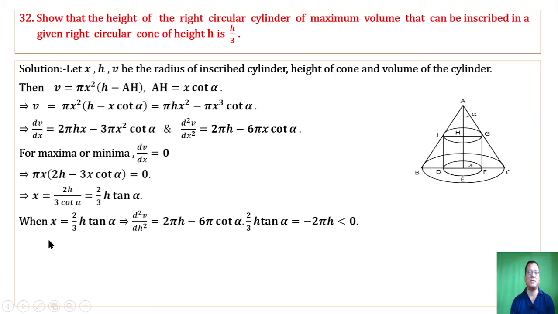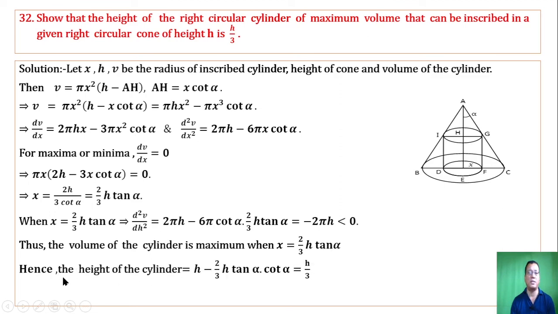When x is equal to this, the second order derivative has a value that is always negative. Thus, the volume of the cylinder is maximum when x equals 2 by 3 times h tan alpha. Hence, the height of the cylinder is h minus a; putting the value of this, we get h by 3. Hence proved.